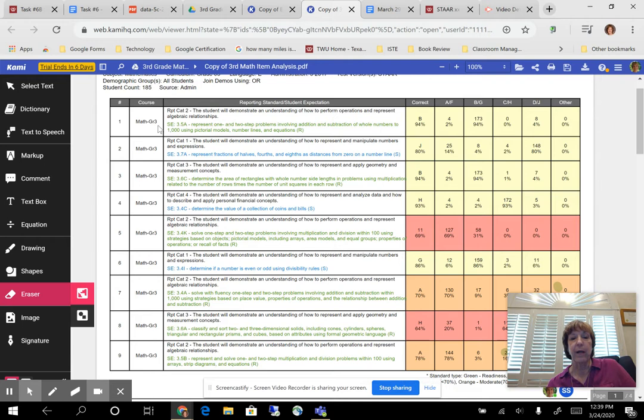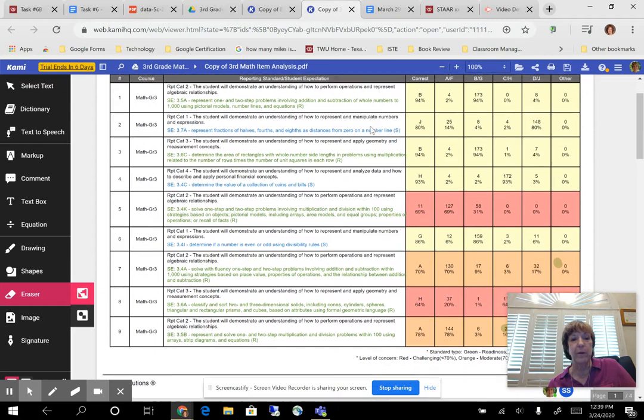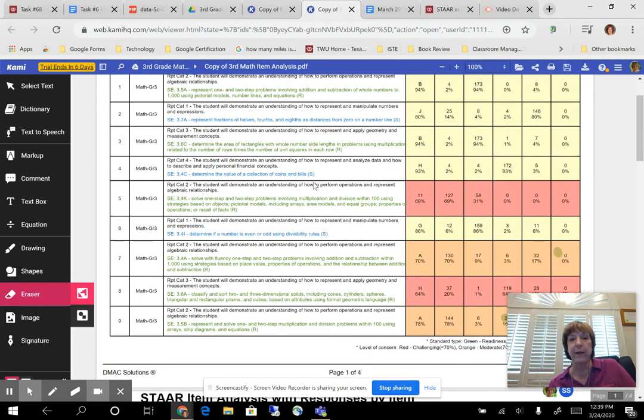But take a look. The one they aced, so to speak, had to do with representing two-step problems in addition, and it was addition of whole numbers. Whereas the one where they did it incorrectly was to solve one-step and two-step problems involving multiplication and division within 100 using strategies based on objects. So once again, they'd have to know what the objects were, the manipulatives, and where they placed the process, so this could be much more difficult for a third grade student.